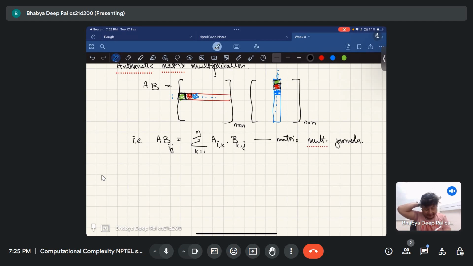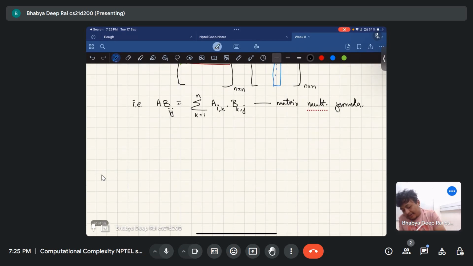Okay, this is a matrix multiplication formula, and this gives that particular location in the matrix. Next, let's look at A times A, which is nothing but A square. A square is equal to the summation over k equals 1 to n of a_ik times a_kj. This is what you have, right?